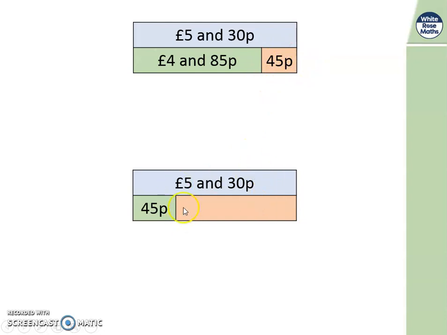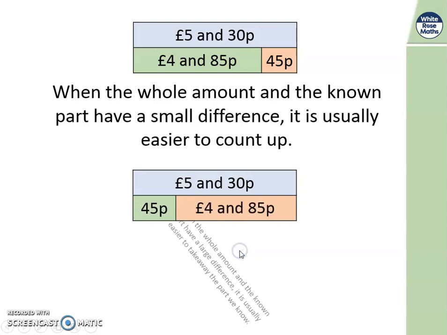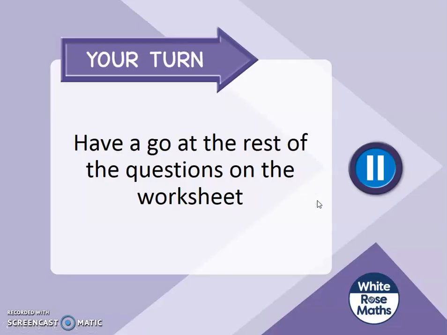For this one, you can see, again I start with £5.30, but I only know 45p. This part is a really big chunk that I don't know. So I'm going to use the subtraction method to find the difference. You can see here, it's £4.85. We start at 45p and we add on 55p to get up to £1, and so on until we get to £5.30. Have a go at the rest of the questions on the worksheet.